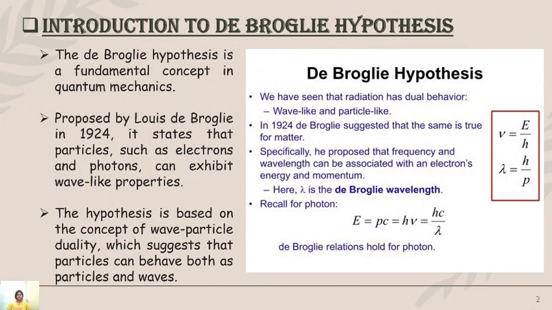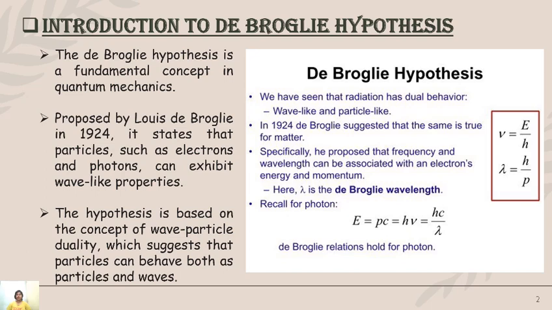The de Broglie hypothesis is a fundamental concept in quantum mechanics proposed by Louis de Broglie in 1924. It states that particles such as electrons and photons can exhibit wave-like properties. The hypothesis is based on the concept of wave-particle duality, which suggests that particles can behave both as particles and as waves. We have seen that radiation has dual behavior, wave-like and particle-like.